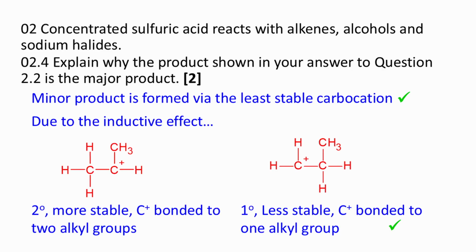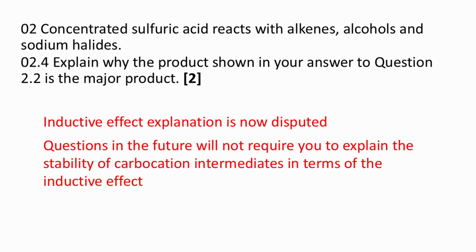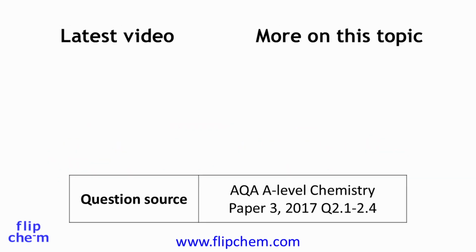For the second mark, we need a little bit more detail about why certain carbocations are more or less stable. Due to the inductive effect, the secondary carbocation intermediate is more stable because the C plus carbon is bonded to 2 alkyl groups. One final and very important note. The inductive effect explanation has now been disputed. Questions in the future will not likely require you to explain the stability of carbocation intermediates in terms of the inductive effect. Here are the question details.